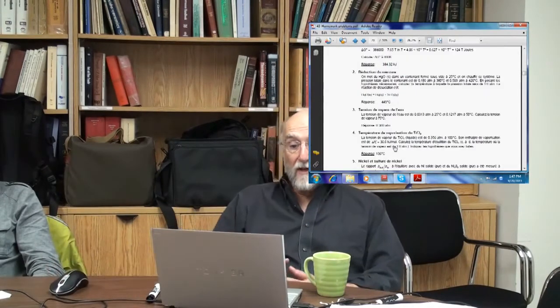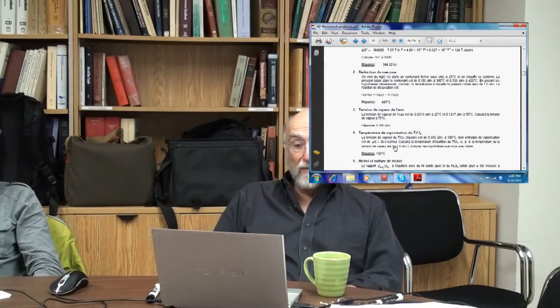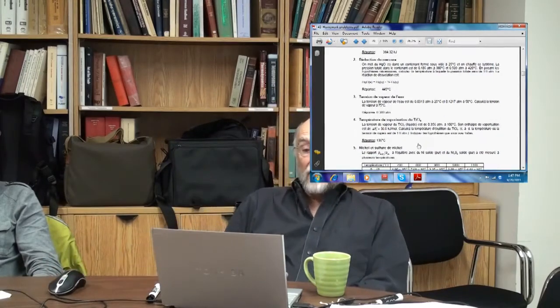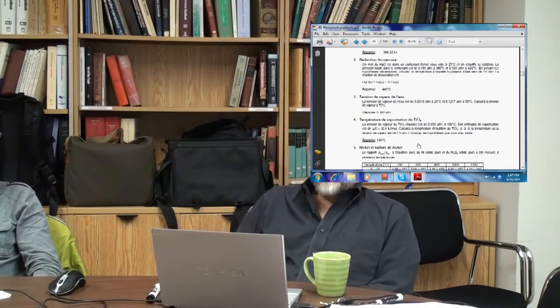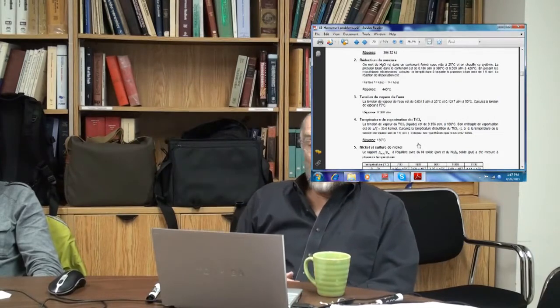And there was number 3 on the Gibbs-Helmholtz equation again. Number 3 was: the vapor pressure of water is given at 2 different temperatures. Calculate the vapor pressure of water at another temperature. So you've got to obviously extrapolate the vapor pressures. You've got 25 and 50, so you're going to extrapolate the vapor pressure to 75.